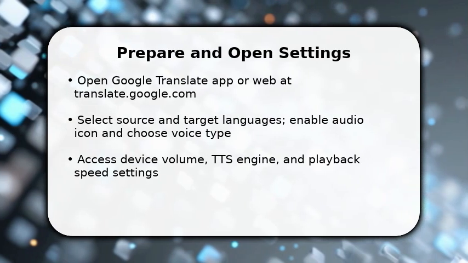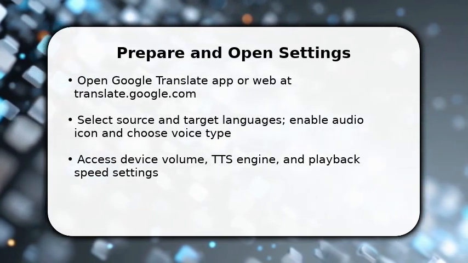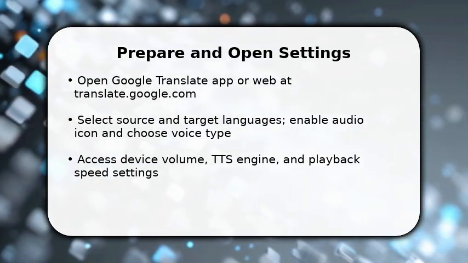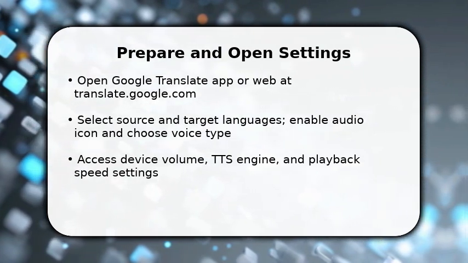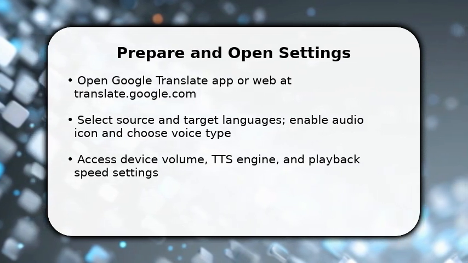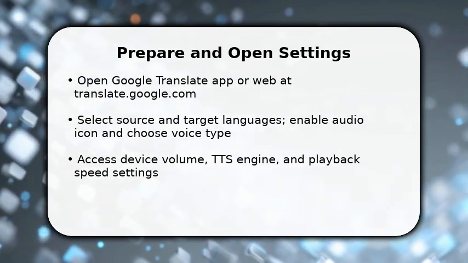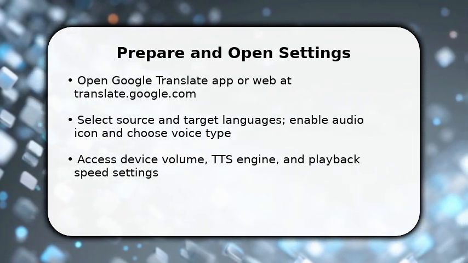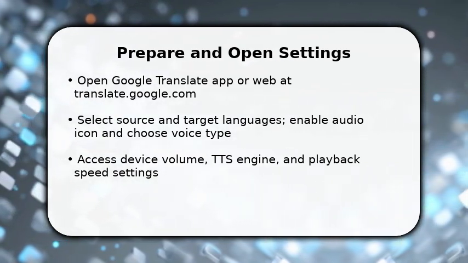You start by opening Google Translate and picking your languages. This gets the workflow moving immediately. Next, make sure the audio icon is visible and you've chosen a voice if available, because that controls clarity. Once done, open your device's text-to-speech settings and confirm the preferred engine is selected.